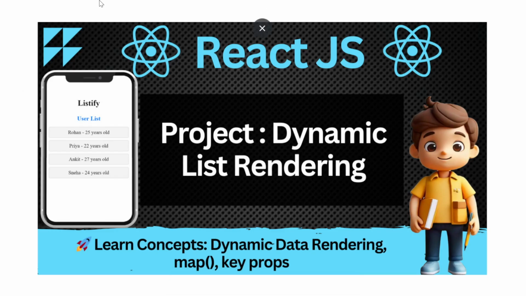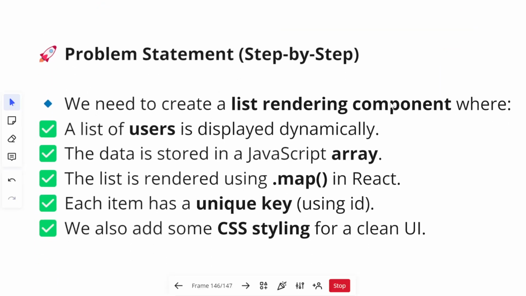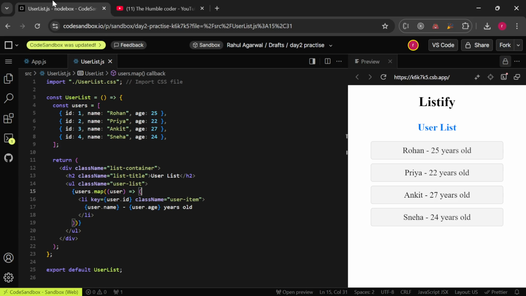So let's first of all understand what we are going to perform in this exercise. We need to create a list rendering component where a list of users is displayed dynamically. The data is stored in a JavaScript array. The list is rendered using the map method in React, and each item has a unique key, which we will call ID in our case. We will also add some basic CSS styling for a clean UI, but that is not mandatory because we are learning React. I would highly suggest that before watching the solution or the code, please try these steps on your own. Let's now see how we will implement this one.